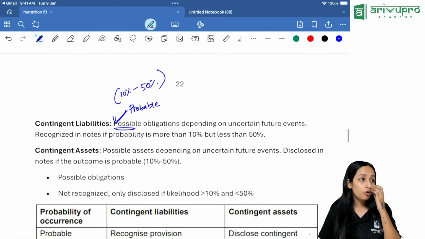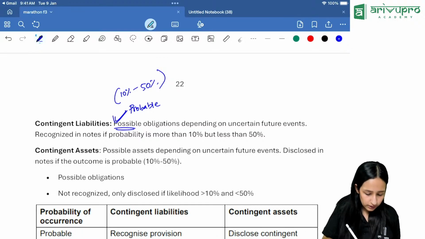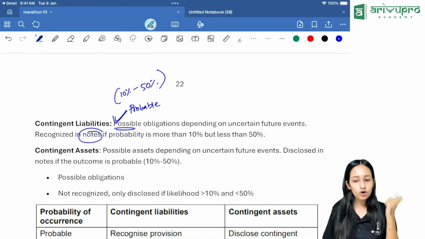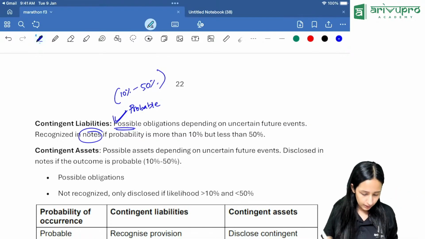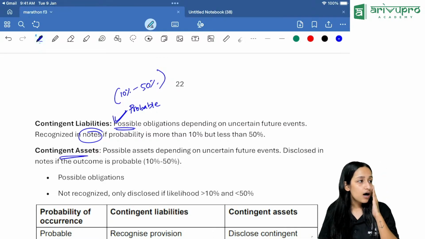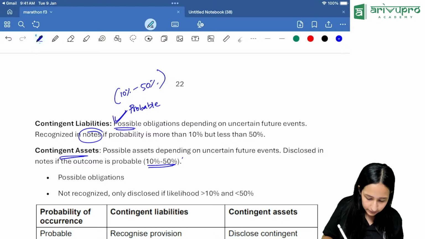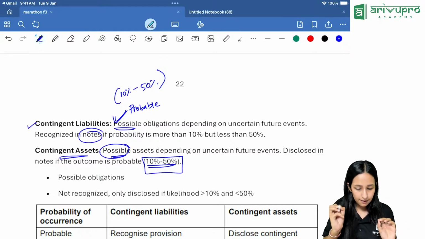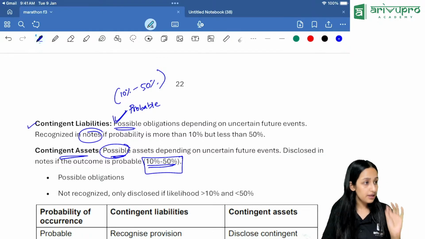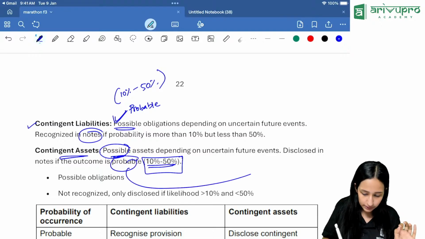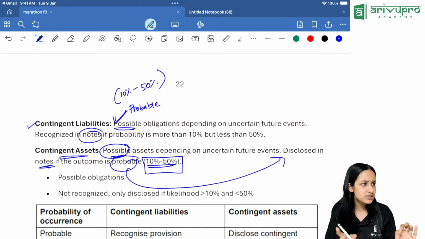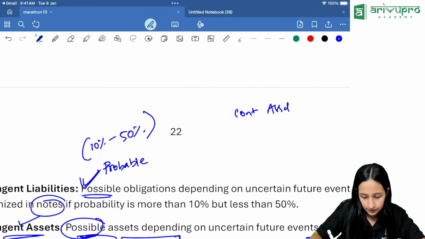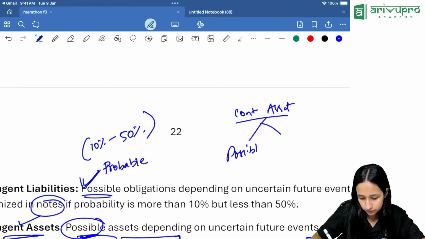Now, if it is a very important contingent liability that's going to be incurred, you will disclose it in the notes. Nowhere else. Not in your balance sheet, not in profit and loss account, not in cash flow account, nothing. Contingent assets, however, is also similar to contingent liability, 10 to 50%. Okay, it's a possible asset again, like contingent liability. But here, if and only if the outcome is probable, then you disclose it in notes. If it is possible, like this, you will not disclose it.